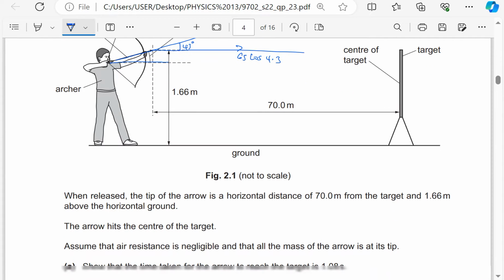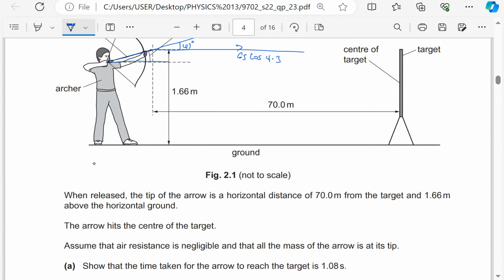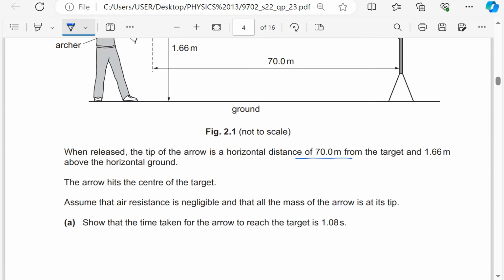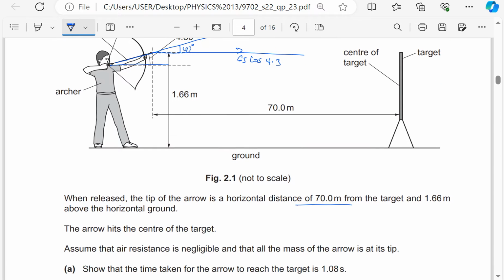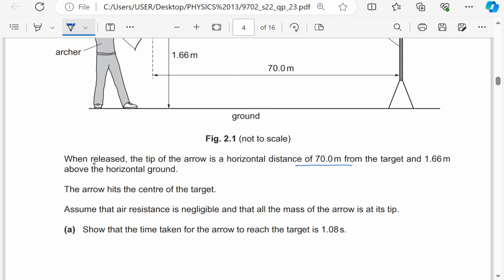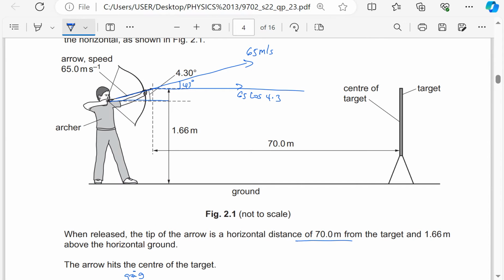Let's see the questions. When released, the tip of the arrow is a horizontal distance of 70 meters from the target and 1.66 meters above the horizontal. The arrow hits the center of the target. Assume that air resistance is negligible, which means acceleration is going to be a constant, that is g. And this is actually going to be negative g because it goes slightly above the point of projection.